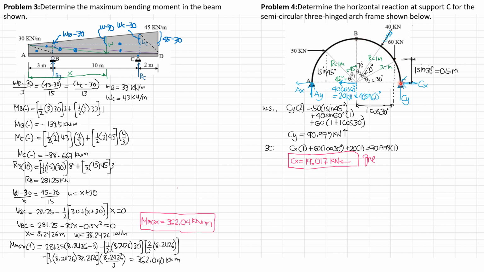Then, considering BC, summation moment B equals 0, then Cx clockwise times 1 plus 60 times 1 cosine 30, then plus 20, this component of 40 kilonewton, 20 times 1 meter, then equals Cy times 1 meter. So Cx is 19.017 kilonewtons. Is that difficult? That's very easy.